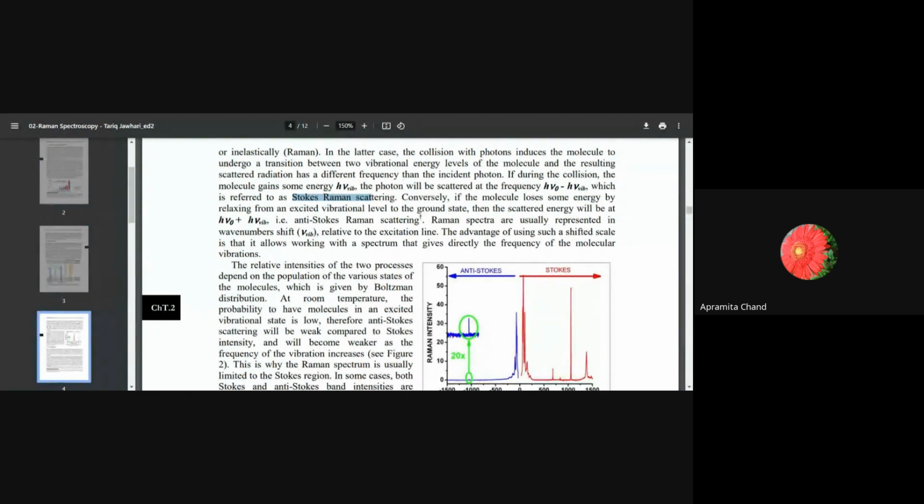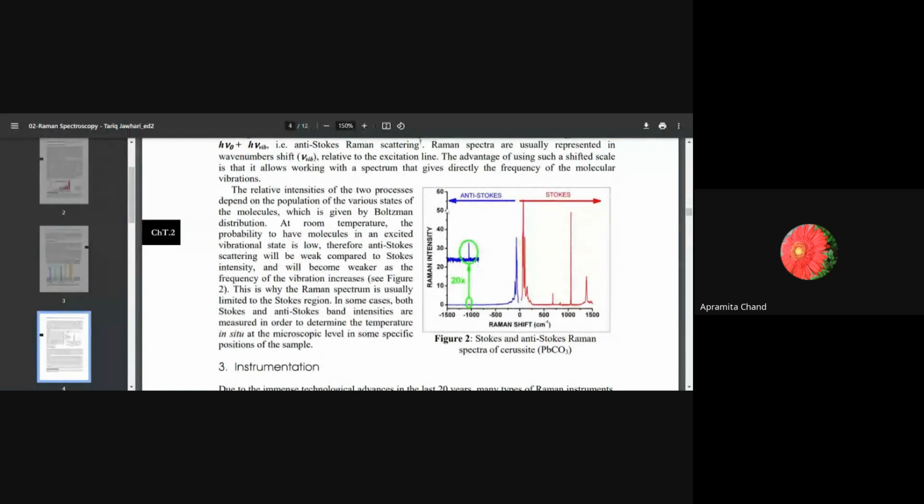If the molecule is losing some energy by relaxing to the ground state, then the scattered energy will be at h nu 0 plus h nu vibration. This is anti-Stokes Raman scattering, and they are usually represented in wave number shift relative to the excitation line. So there will be an excitation line, and relative to that, the shift in wave number is the measurement value.